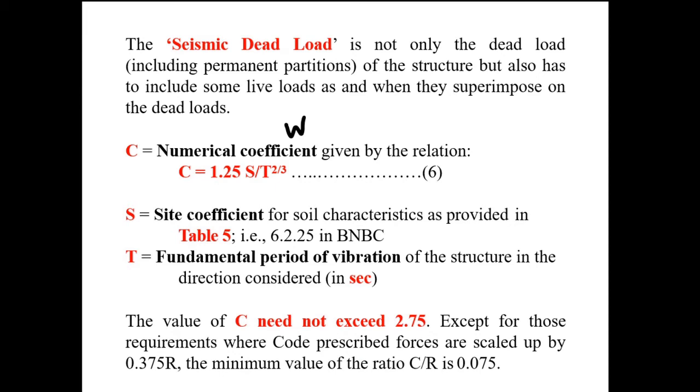C is the numerical coefficient given by the relation. The relation for C is given here: 1.25 S by T whole to the power 2 by 3. So S here is the site coefficient. It is mentioned in the BNBC guideline based upon the soil characteristics. That means what type of soil the area consists of. T is the fundamental period of vibration of the structure in the direction considered, in seconds. That means T is actually the time period throughout which the vibration will occur.